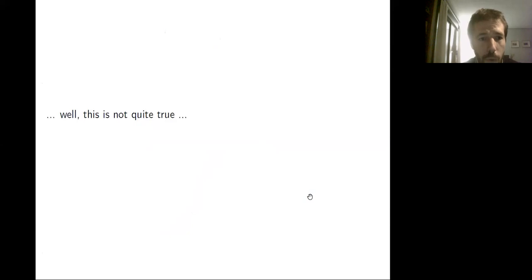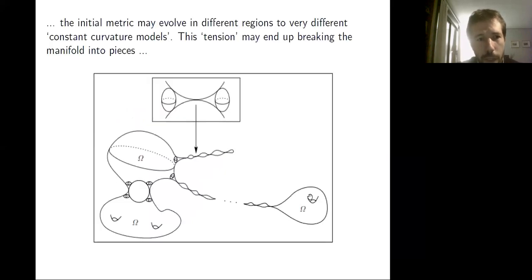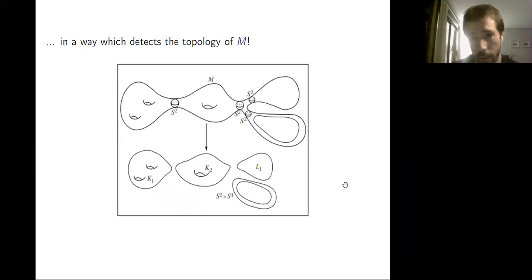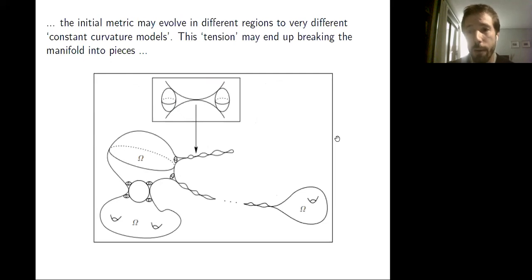Okay, so this is not quite true, and this is one of the most interesting aspects of Ricci flow, because in different regions of the manifold, depending on the initial metric, your metric may evolve to very different constant curvature models. So this ends up causing some tension, which may end up breaking your manifold into pieces. If this works, at least in dimension 3, then one can maybe detect the topology of the manifold that you have. This is the usual picture for the decomposition by spheres of a 3-manifold. And this previous picture is one of these diagrams for the formation of singularities under Ricci flow.